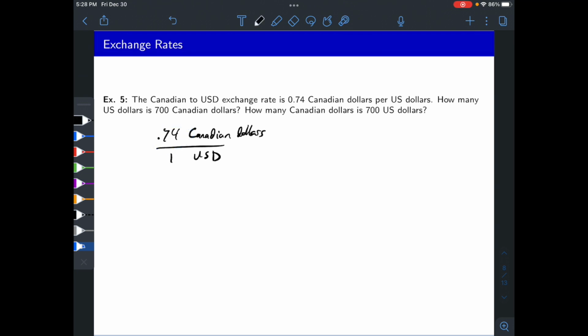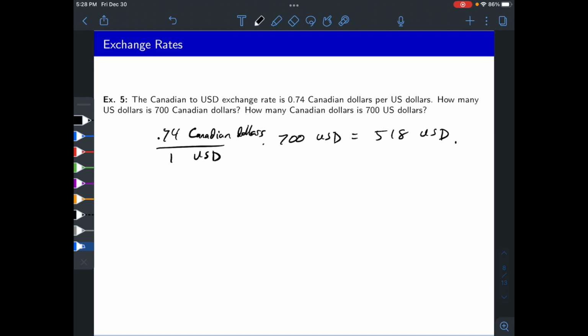So we'll do this one first. Let's say we have 700 US dollars. We could just multiply 0.74 times 700, and then our units of US dollars would cancel out, and we would just get 0.74 times 700, which my calculator is telling me is equal to 518 Canadian dollars.